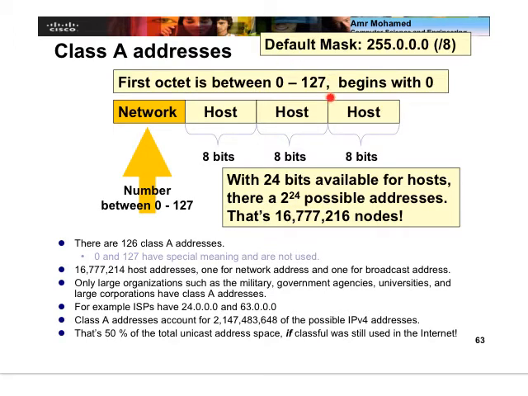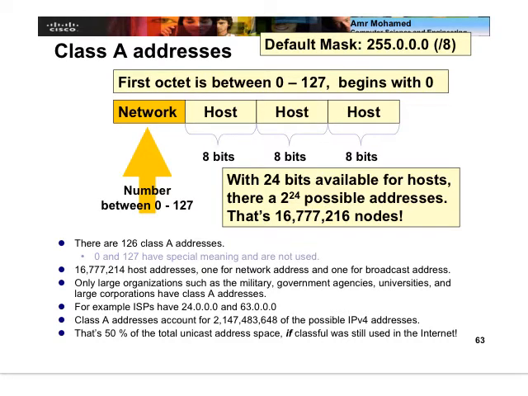So in that case, once we find that the leftmost byte has a number in this range, then we know that the host part is composed of 3 bytes, and that means that the number of hosts we can have on this network is 2 to the power 24 minus 2, which is about 16 million hosts.